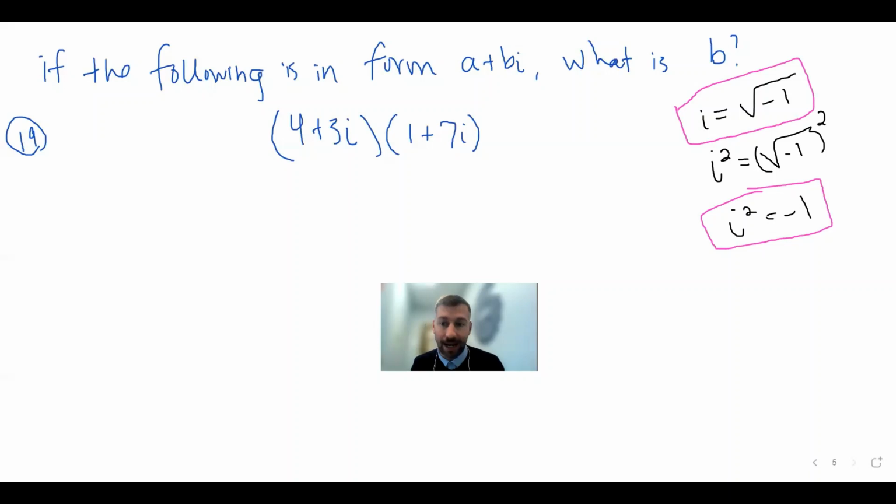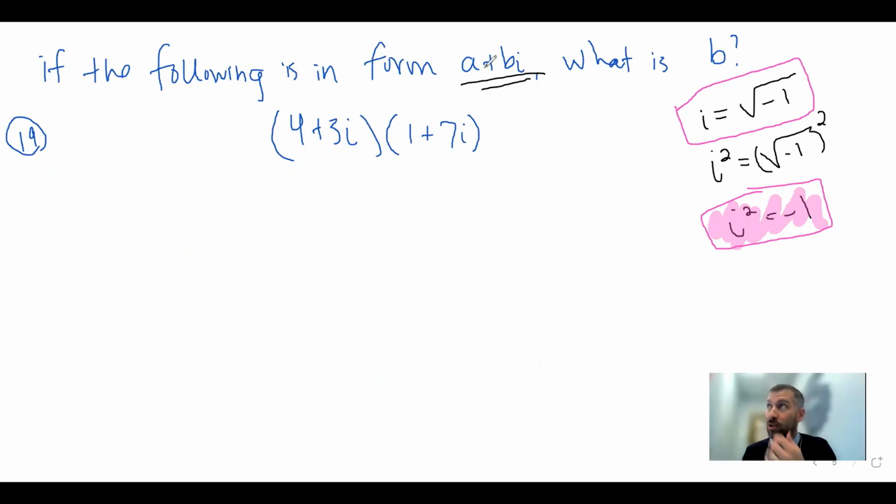I'm going to come over here and highlight this for later. This is key information that will help us solve this problem. So let's go back and figure out what this is asking us to do. It wants us to put it in this form, a plus bi. I don't know what that means yet. They want to know what b is, but let's just start doing this. We've got to boil this down into as simplified terms as possible.